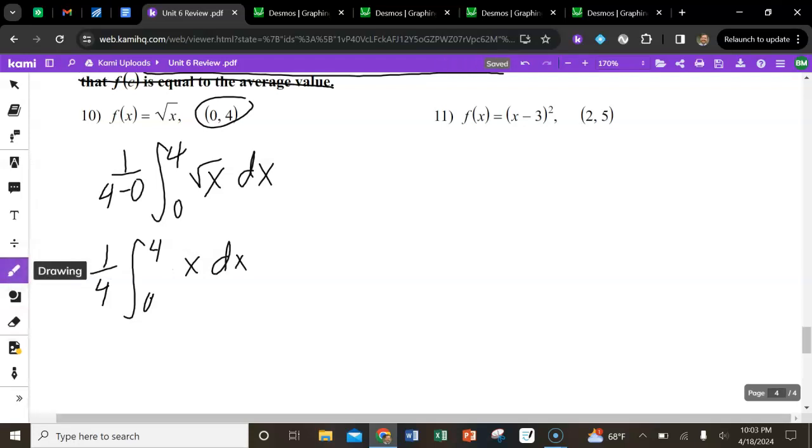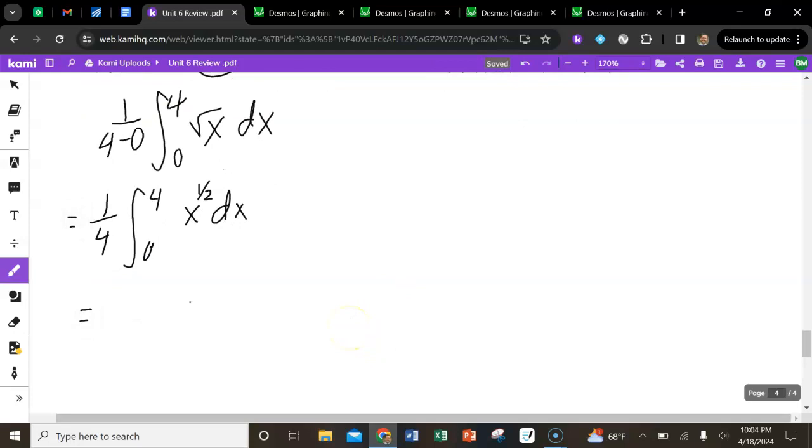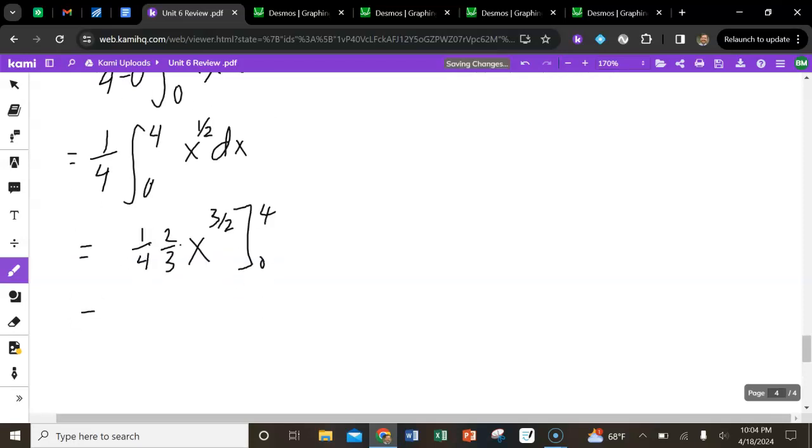I'm going to change this to where it's x to the 1/2 power, and then I would take the antiderivative by adding 1 to that, which means it's going to be 3/2, multiplied by the reciprocal of that new exponent, which would be 2/3. That 1/4 is also still there, multiplied by that, and we're going to evaluate that from 0 to 4. So that's going to be 2/12, or I guess I could do 1/6 here when I multiply that together. 1/6 of 4 to the 3/2 power minus 1/6 of 0 to the 3/2 power. This is just going to be 0. I don't need to worry about that.